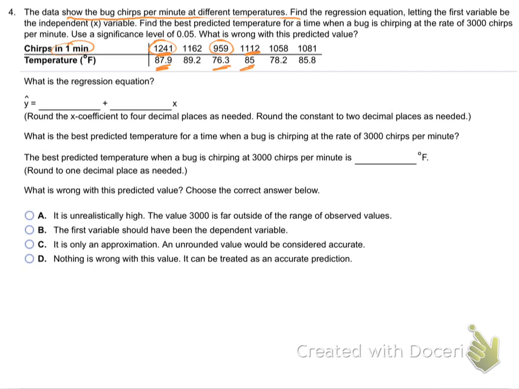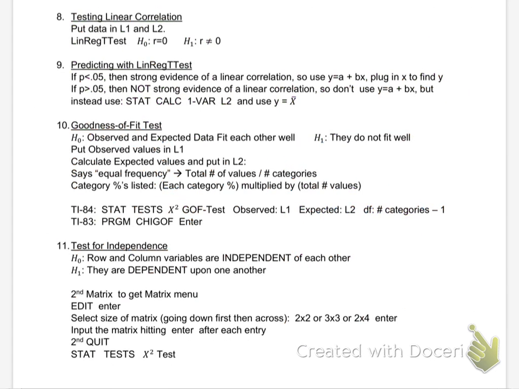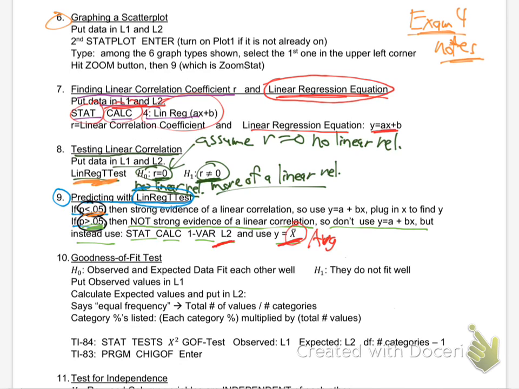So the question is, is there a strong linear connection here between chirps and temperature? Basically, the hotter it is, the faster those crickets chirp. The bugs, whatever bugs it is, they chirp faster at higher temperatures, slower at lower temperatures. So is there strong evidence of a linear relationship between these two? And then they're asking us for the regression equation. How do we do that? Let's go back to the table here and see how you find a regression equation.